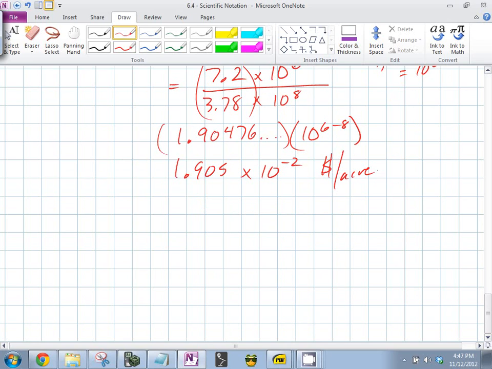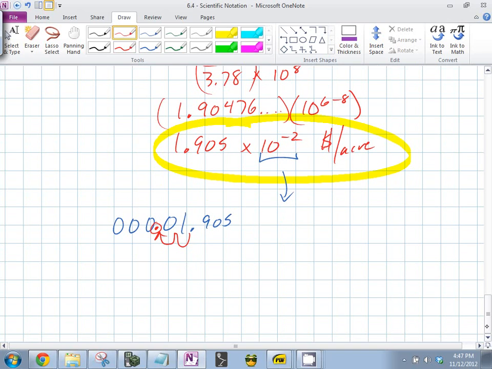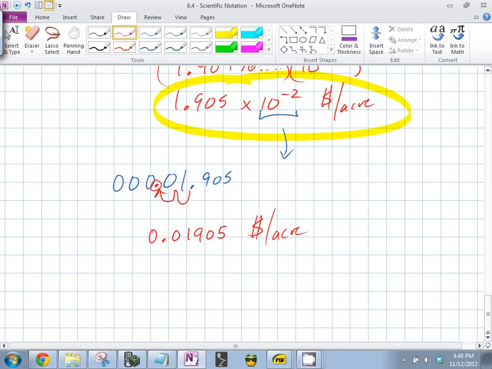And that means move the decimal place 2 to the left. So we have 1.905. Let's put a bunch of zeros here as placeholders, and let's move the decimal point 2 to the left to right there. So we end up with 0.01905, and that's dollars per acre. Now, 1/100th of a dollar is 1 cent, so this right here is about 2 cents. So we bought Alaska for about 2 cents an acre.